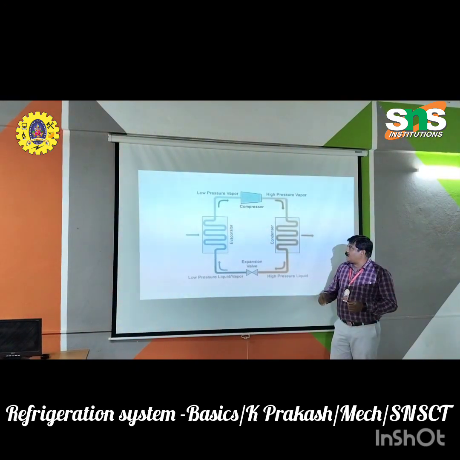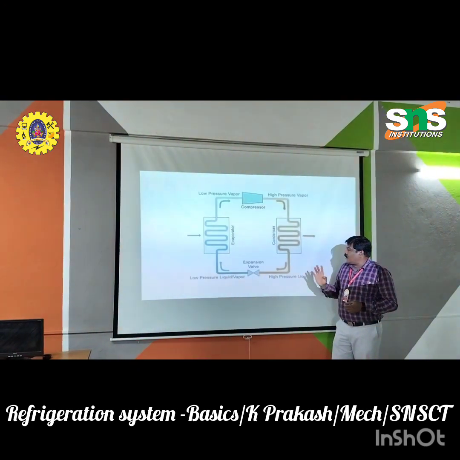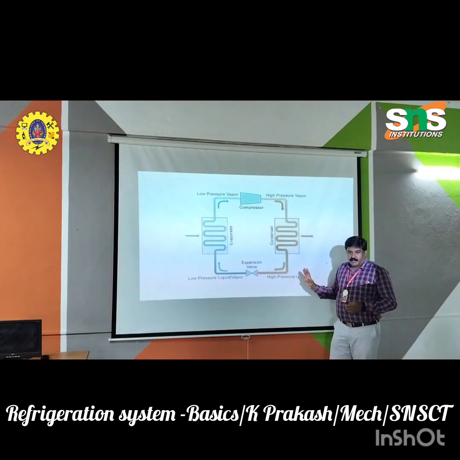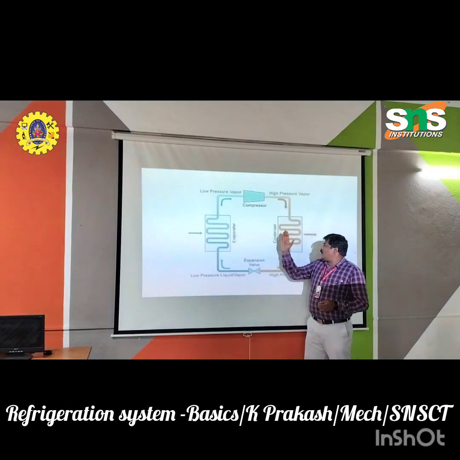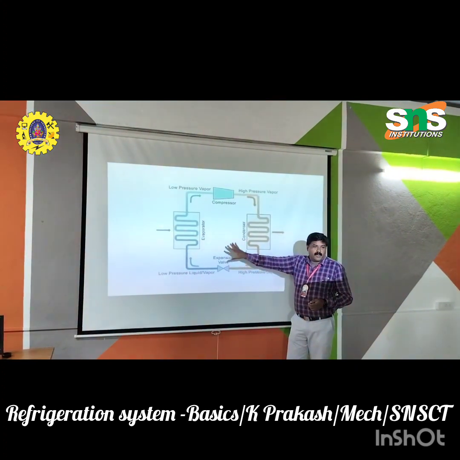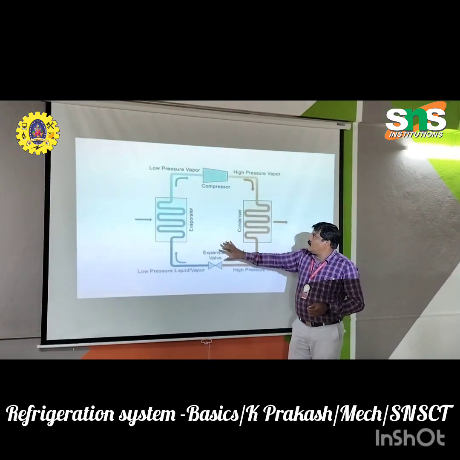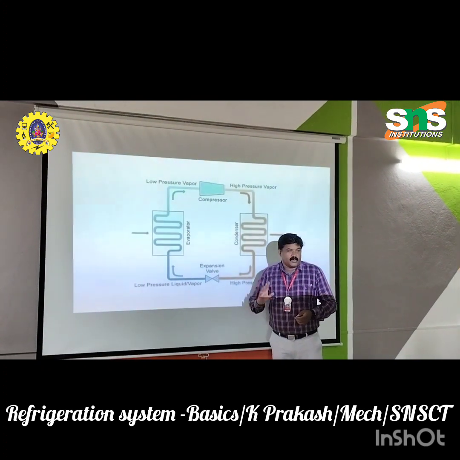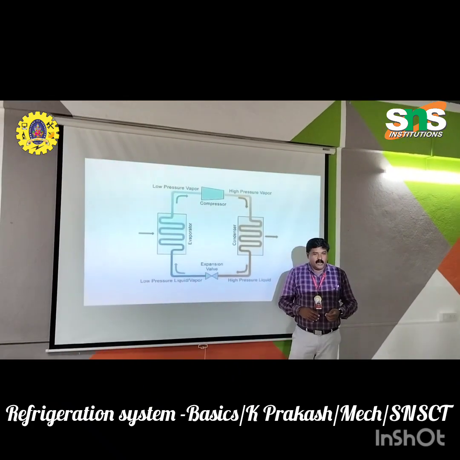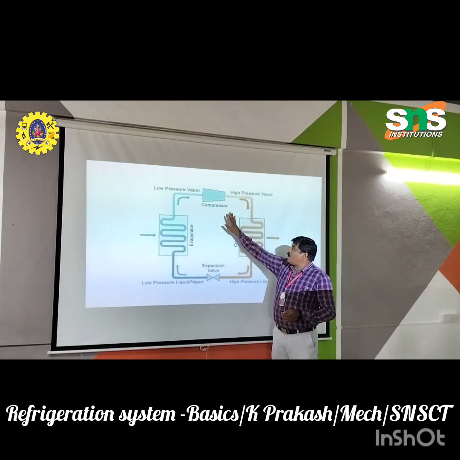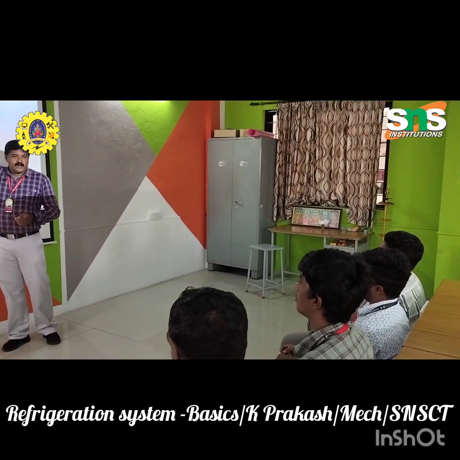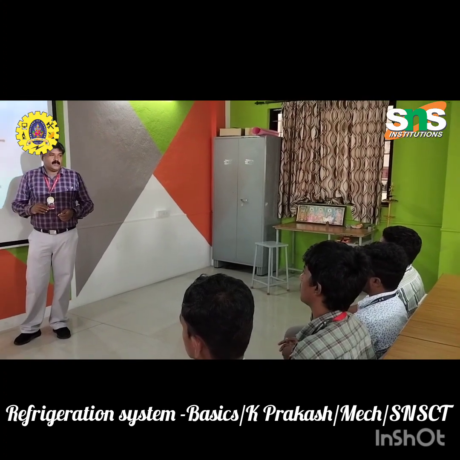So one is the evaporator, another is the compressor, another is the condenser, and then the expansion valve. Of these four major components, the compressor is run by an external source. What is the need for the compressor? If there is no compressor, what happens? The fluid will not circulate throughout this cycle.